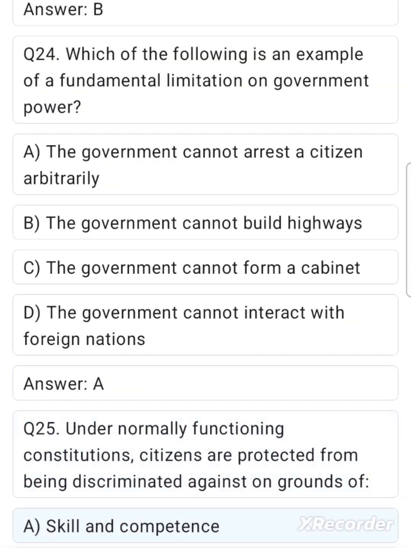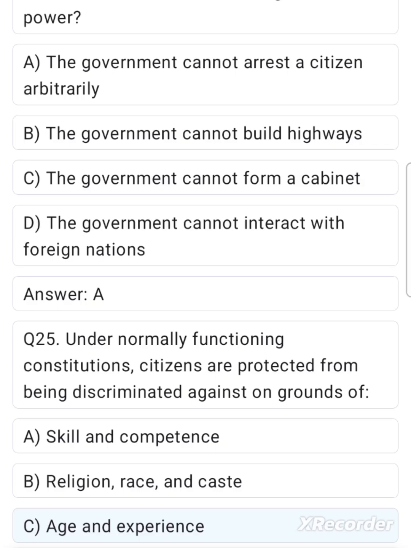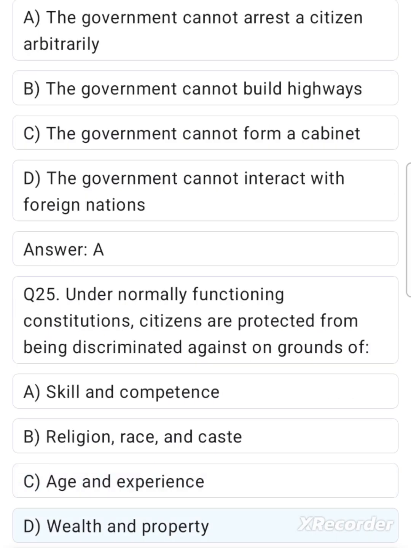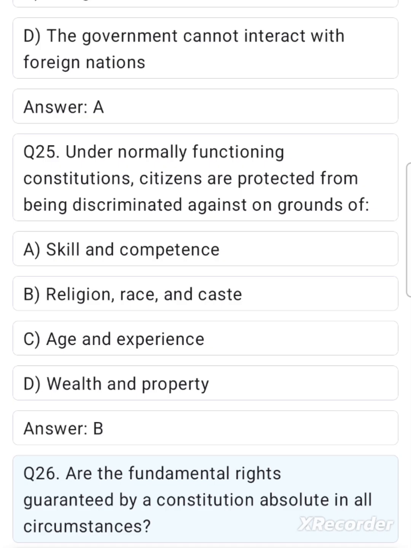Q25. Under normally functioning constitutions, citizens are protected from being discriminated against on grounds of A. Skill and competence. B. Religion, race, and caste. C. Age and experience. D. Wealth and property. Answer. B.